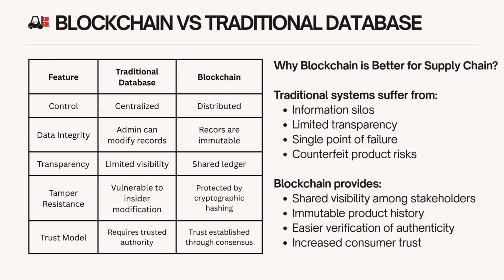In the case of transparency, traditional systems offer limited visibility to external partners, whereas blockchain provides a shared ledger where all authorized stakeholders see the exact same data. In tamper resistance, databases are vulnerable to insider modification. Blockchain is heavily protected by cryptographic hashing. Regarding trust model, databases require you to trust a central authority. Blockchain establishes trust programmatically through network consensus. Ultimately, blockchain is superior for supply chains because it breaks down silos, provides an immutable product history, makes authenticity verification effortless, and drastically increases consumer trust.